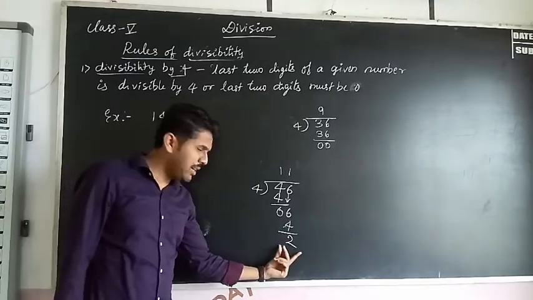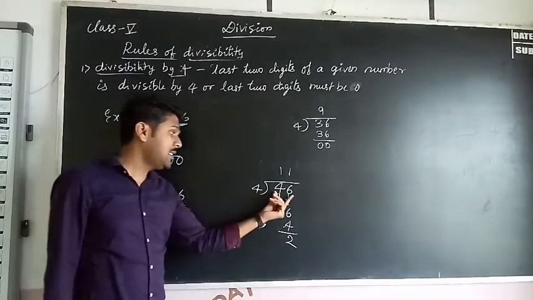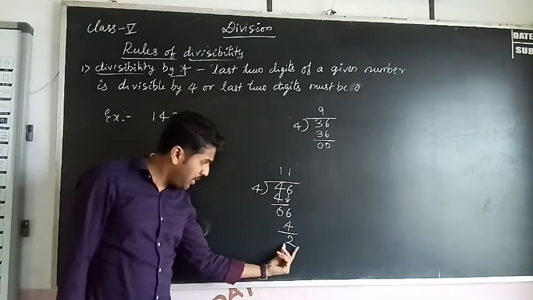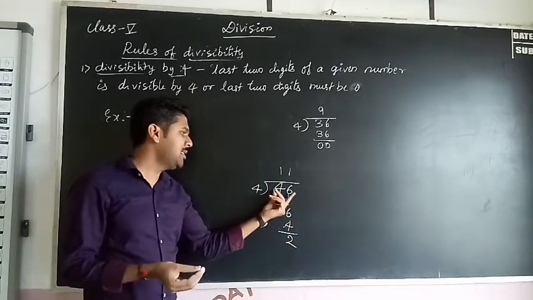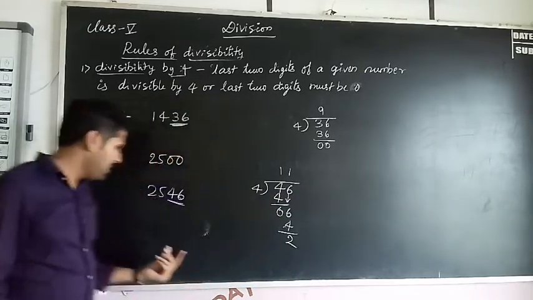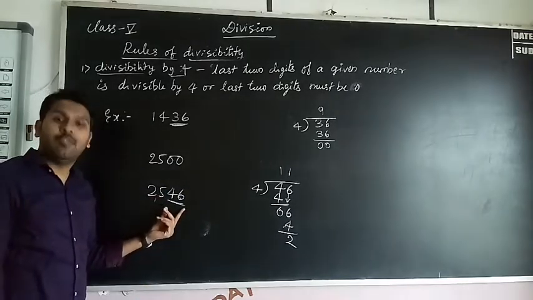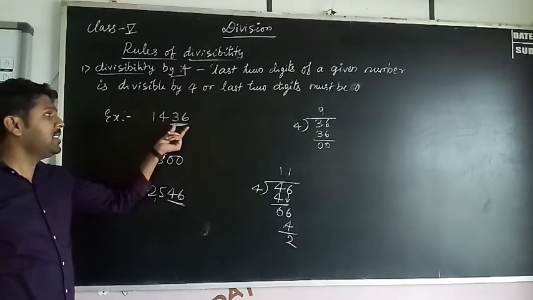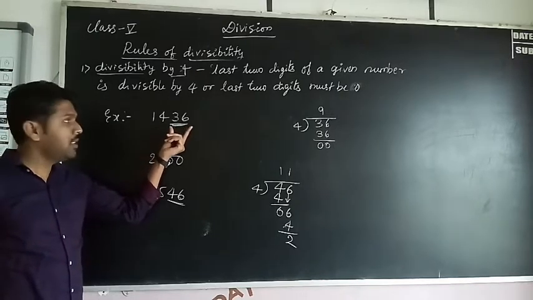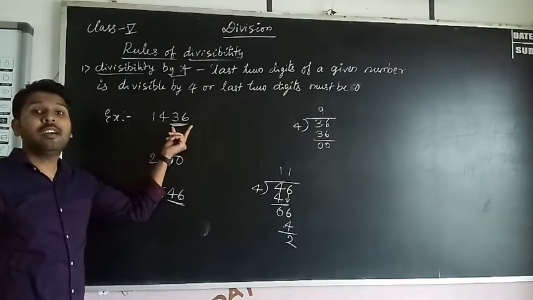That means if the remainder is 0, that means this number is divisible by 4. If the remainder is not 0, that means this is not divisible by 4. That means 2546 is not divisible by 4. If you want to check it, just check the last two digit number. That number must be divisible by 4.